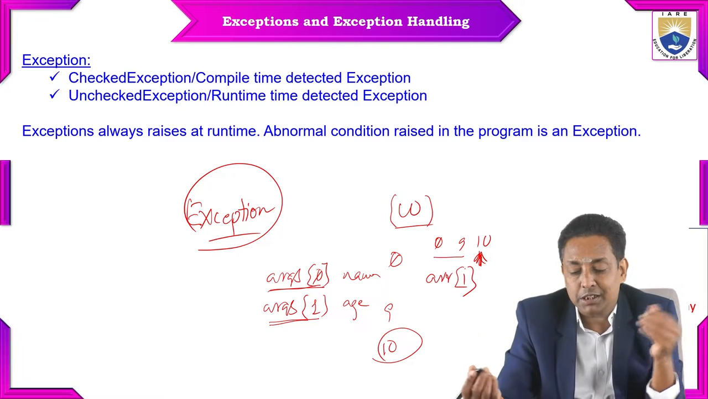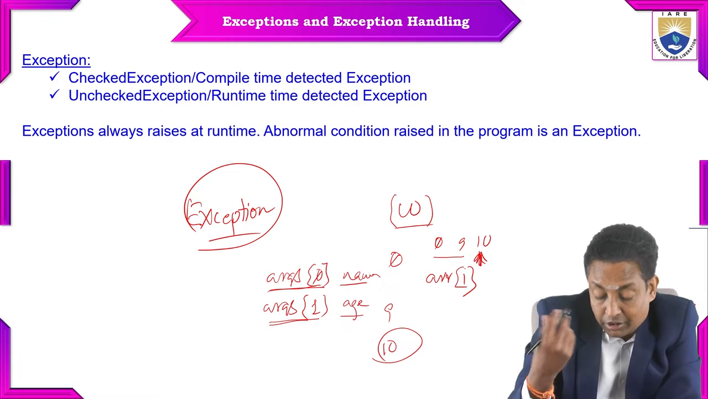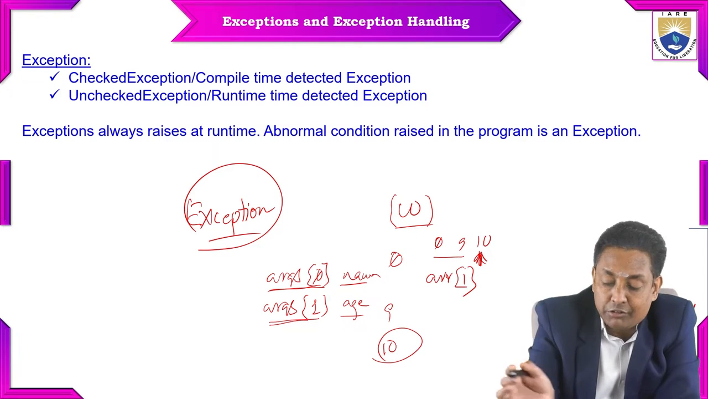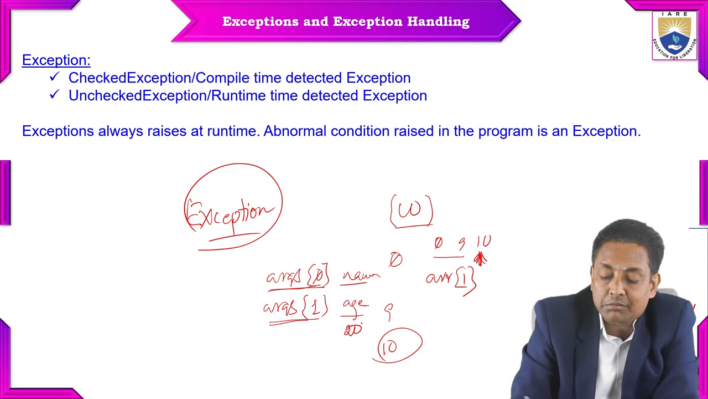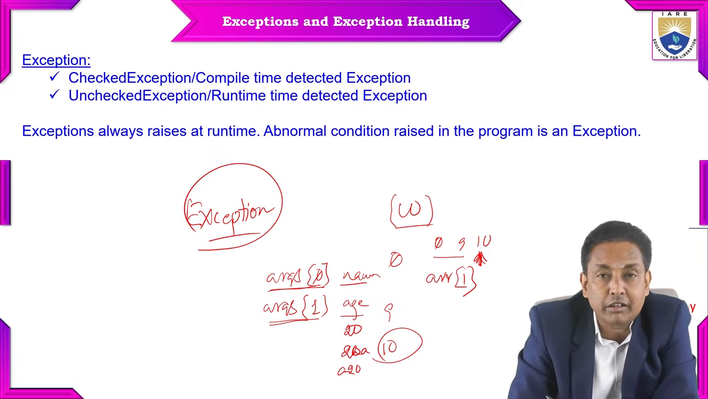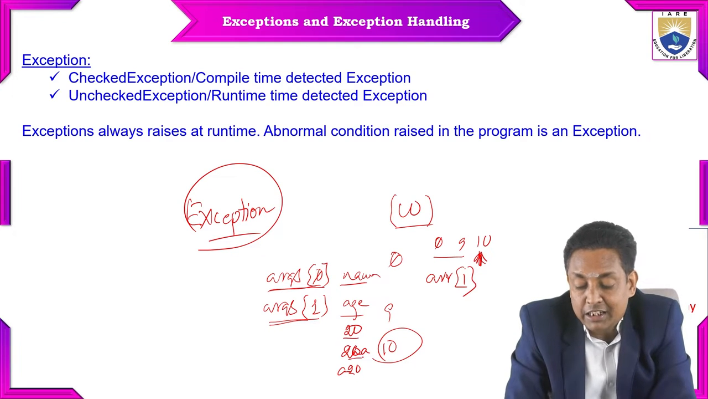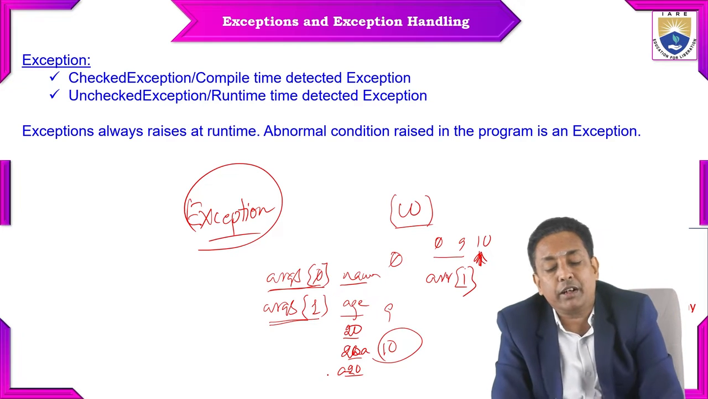So, from any means. But whenever I'm taking your input, when I'm asking your name and your age, you entered your name properly. You entered your age, but instead of entering your age as 20, you entered something like 20A or A20. Something like that. You entered something that is not an integer value. It's an alphanumeric value or only an alphabetical value you might have entered.